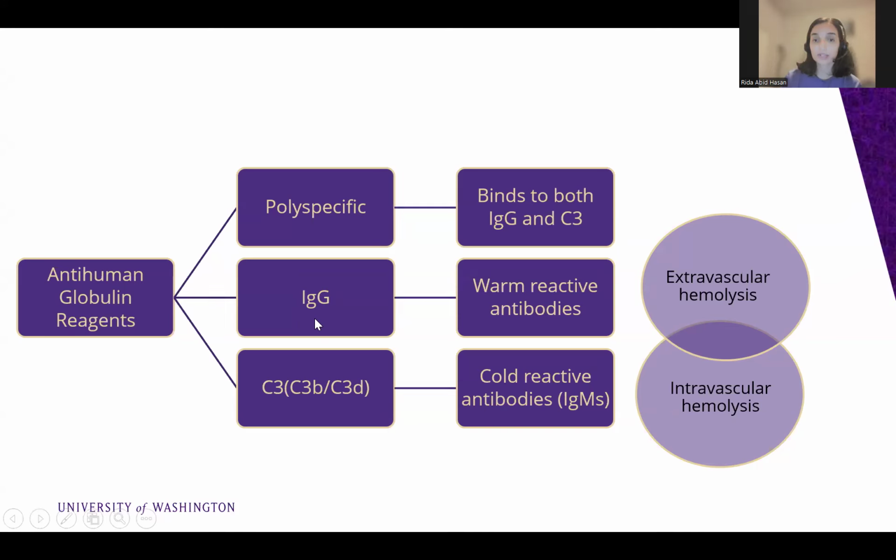So that's going to be your IgG and then your C3. In our lab, we do C3b, C3d. Every lab is a little bit different, but most labs will do either one of these. And again, thinking that IgG is going to be warm reactive antibodies that are associated with extravascular hemolysis, and then your complement is going to be cold reacting antibodies like IgMs that are associated with intravascular, but also keeping in mind that it is a continuum.